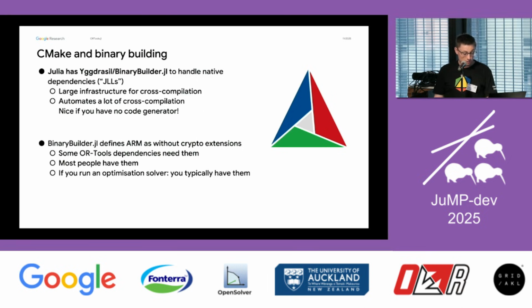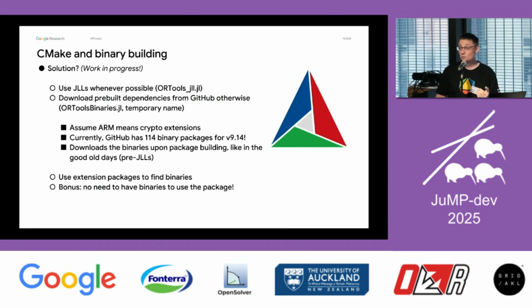Also, there's one difference between Julia and ORTools in the definition of the ARM instruction set. For Julia, ARM is defined as without the crypto extensions, but some dependencies of ORTools really require these extensions. So that means that it's basically a no-go to use BinaryBuilder for this use case. The problem is that most people that really run an optimization solver have access to all of these extensions. So we really would like to provide these binaries to ARM users because for the most part, they will be useful to them.